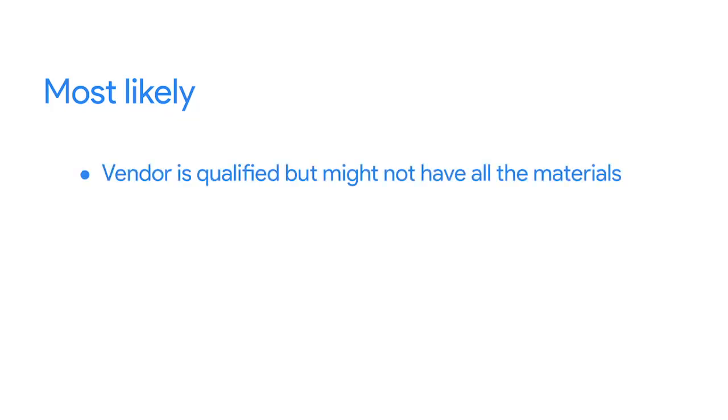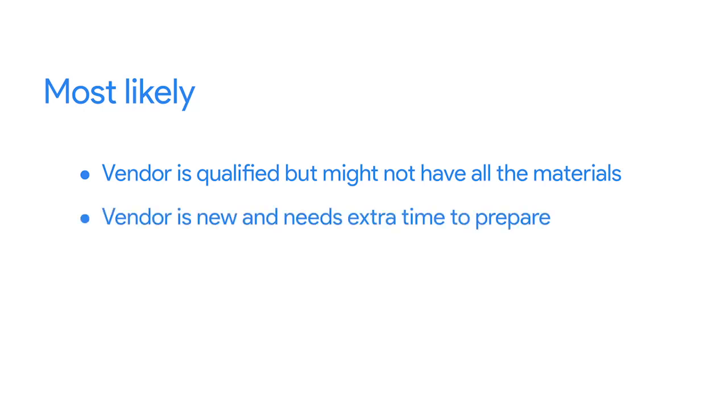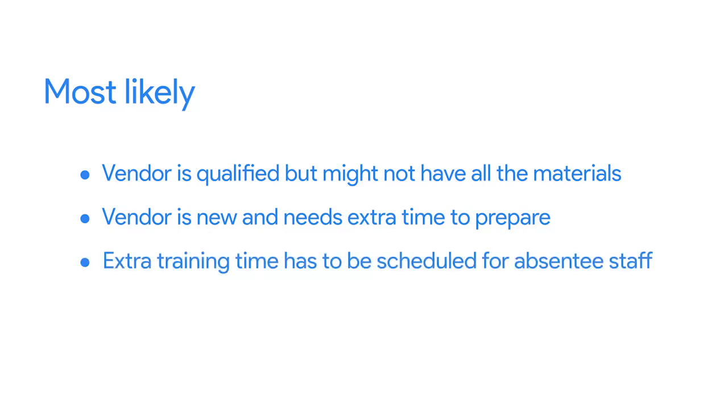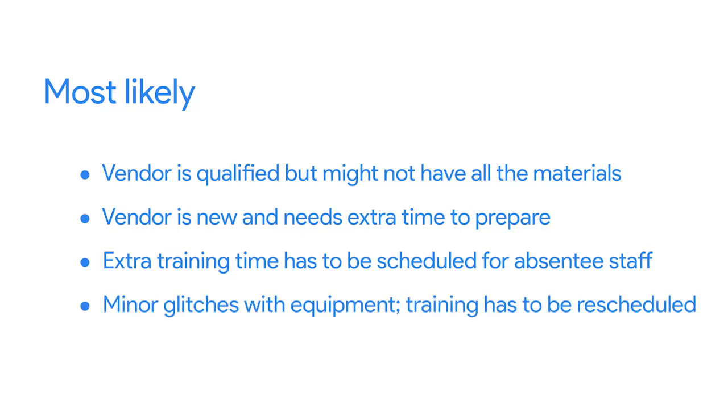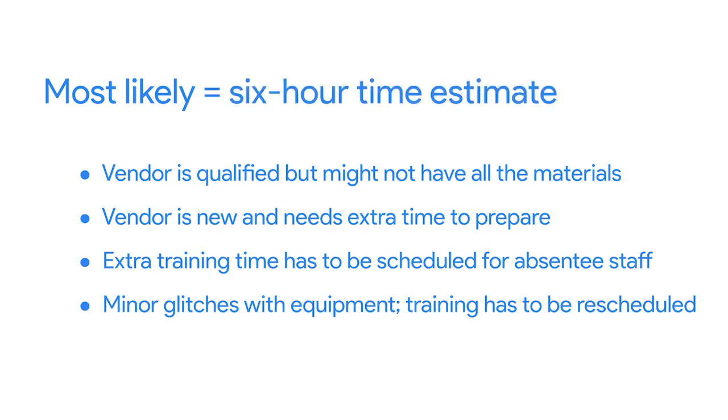In a most likely scenario, the task expert assumes that the vendor is qualified but might not have all the necessary materials, so they'll need to modify something, or someone on the restaurant staff will need to find some supplies. Or the vendor might be new and need extra time to prepare, or take longer to deliver the training. Usually, a couple of staff members can't attend or be on time, so extra training time would need to be scheduled. There could also be some minor glitches with the equipment, and the training might need to be rescheduled for a different day later in the week. The time estimate in this case is closer to 6 hours, and the date is likely to get changed to 2 or 3 days later than originally planned.